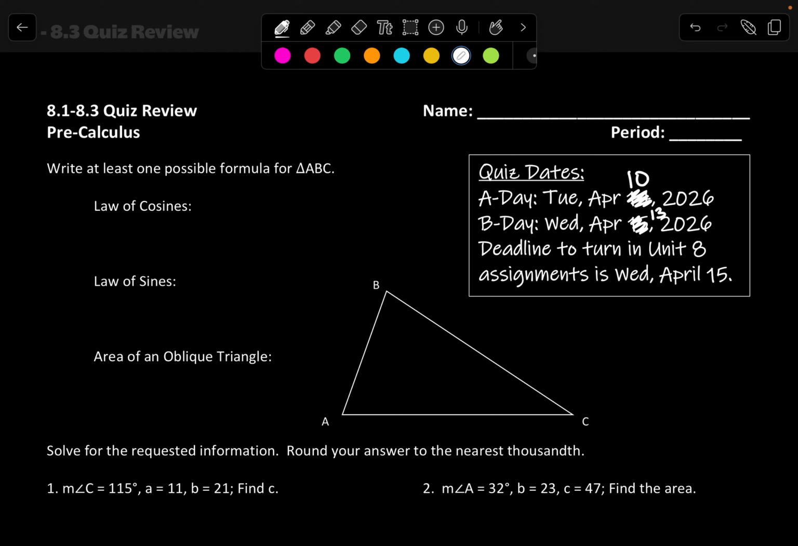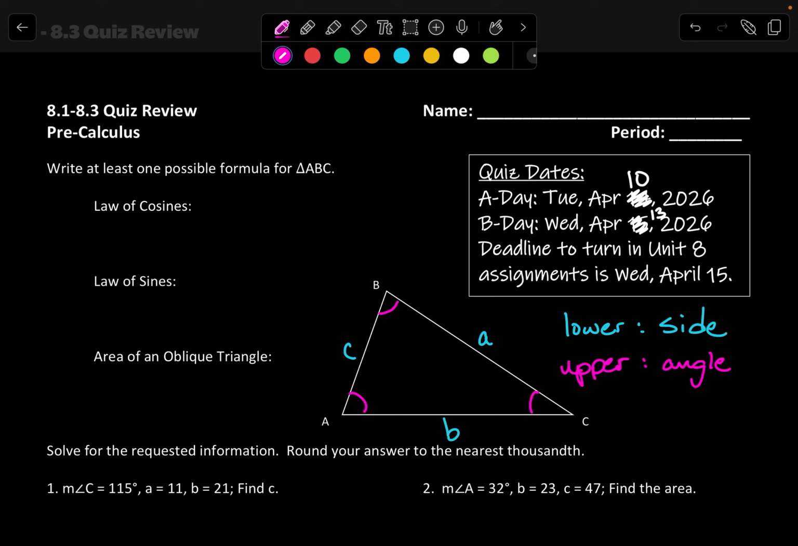Now, this first section says to write at least one possible formula for triangle ABC. So they're actually wanting us to use this triangle that's provided. That is angle A, B, and angle C. And you need to remember that the lowercase letter goes across from the uppercase. And that lowercase is going to be a side, and your uppercase is going to represent an angle. So when you're talking about angles, you need to use uppercase letters. When you're talking about sides, you're going to use lowercase letters.